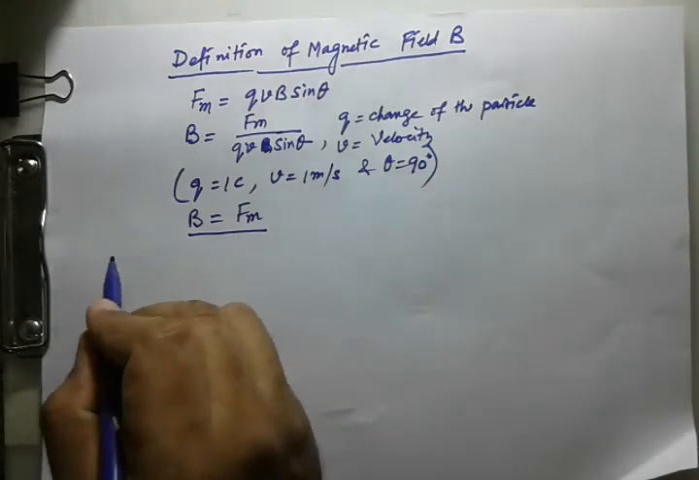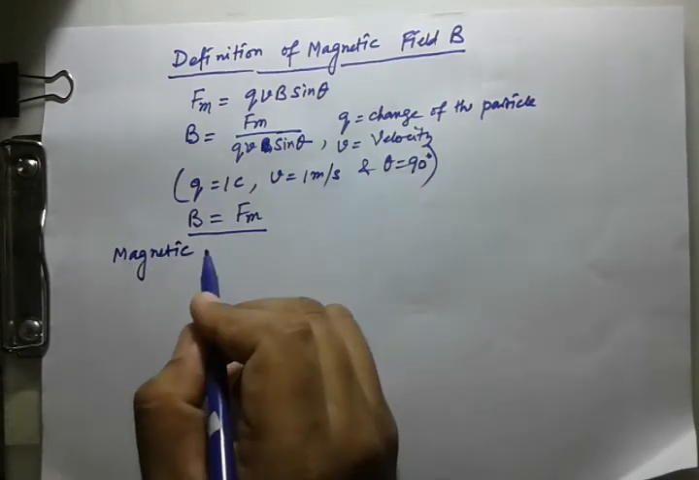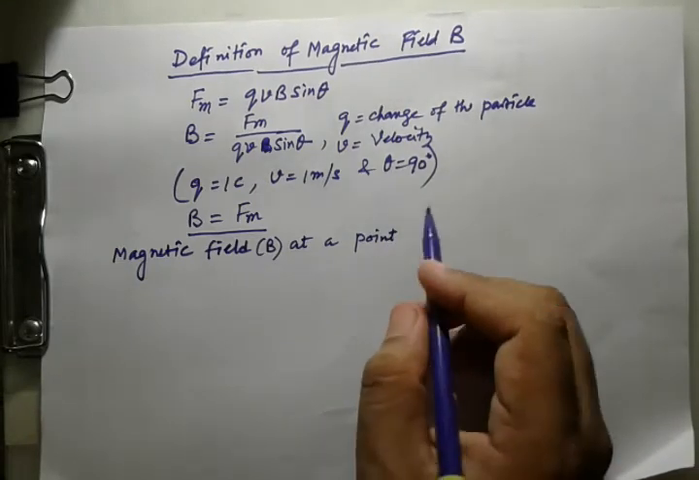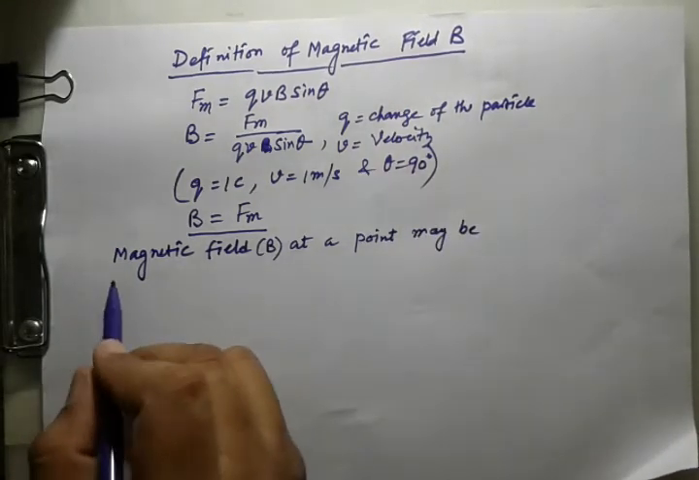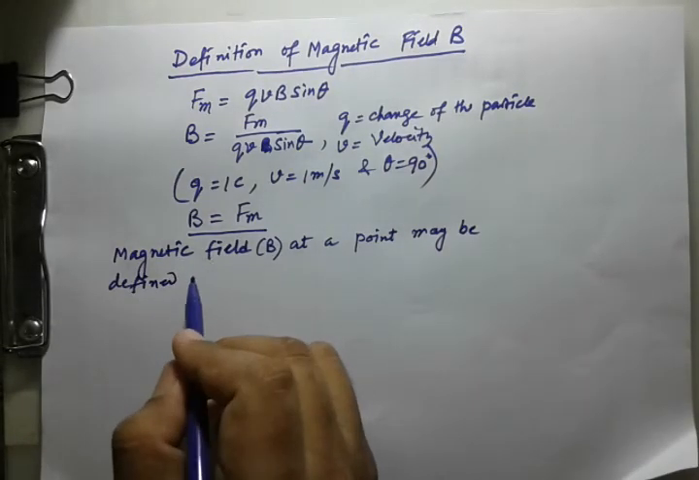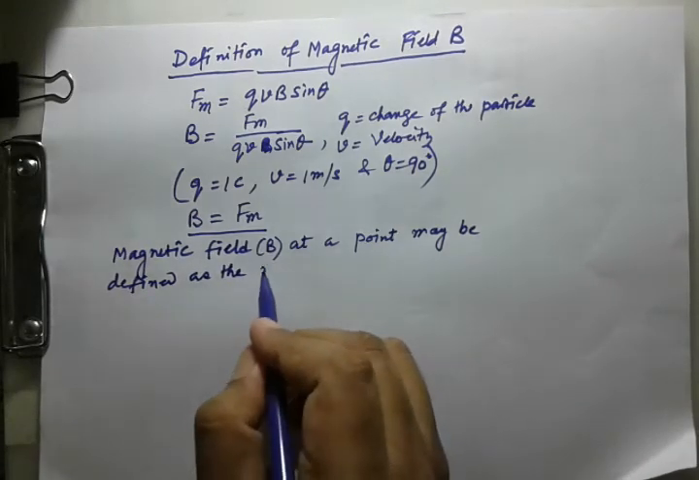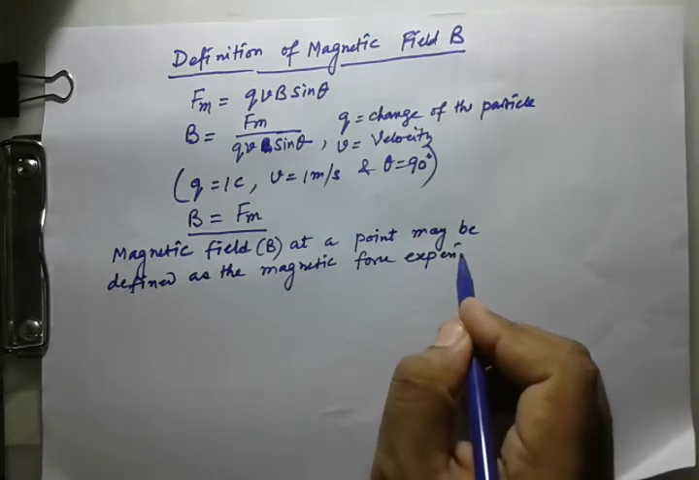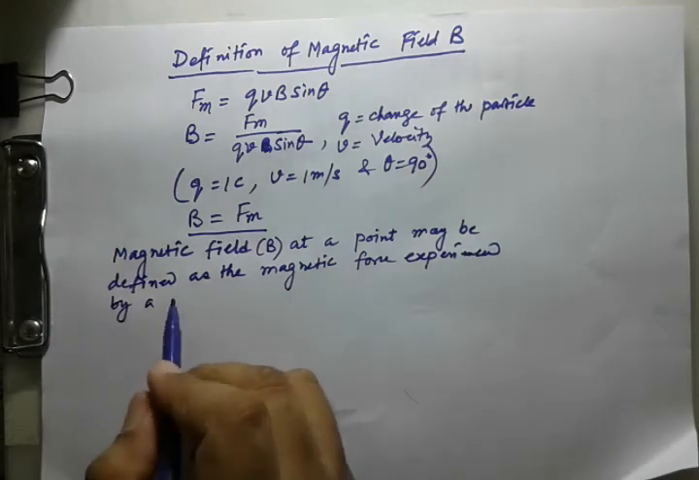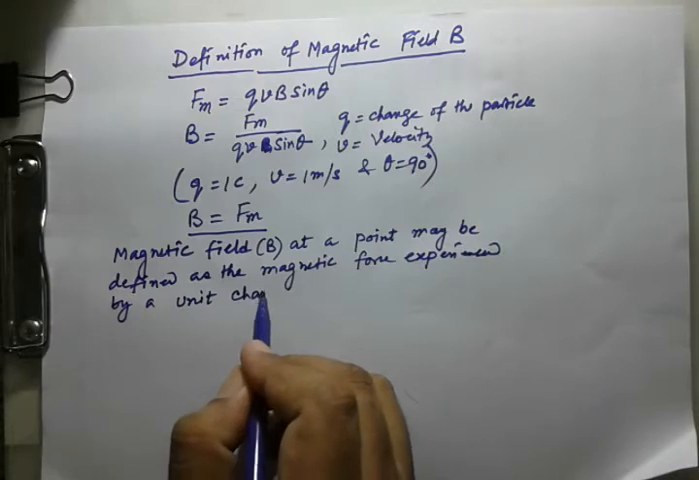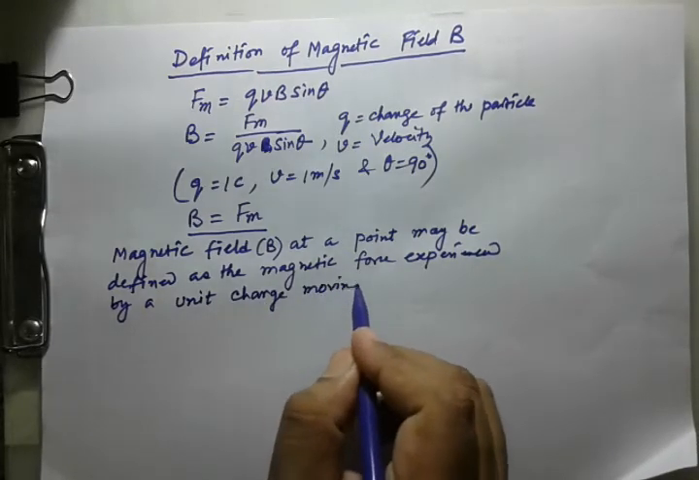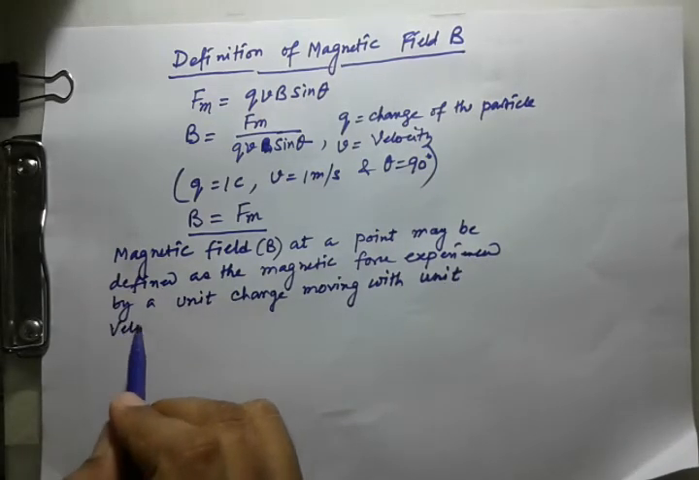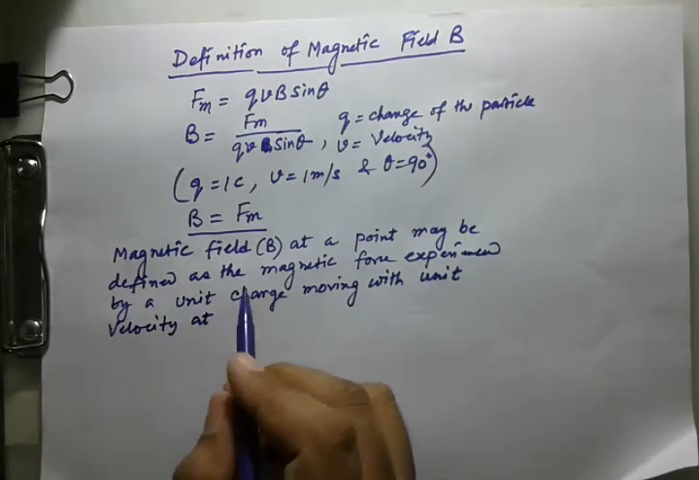The magnetic field B at a point may be defined as the magnetic force experienced by a unit charge moving with unit velocity at right angle to the magnetic field.